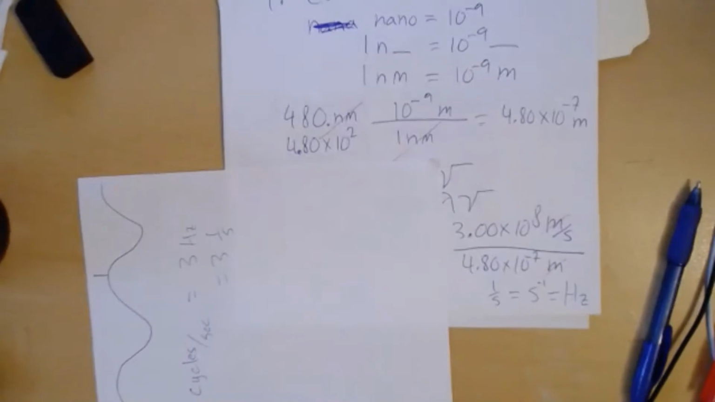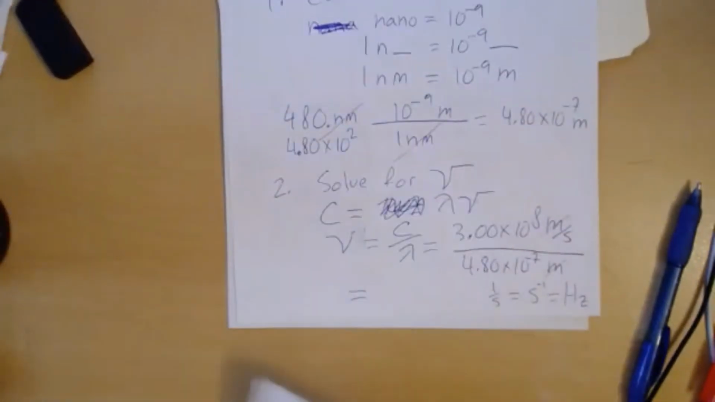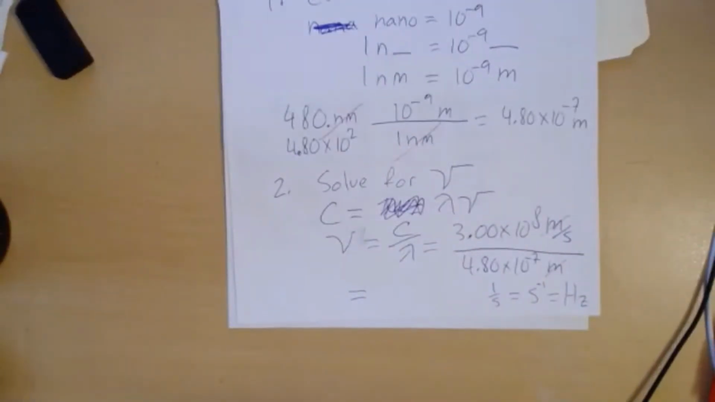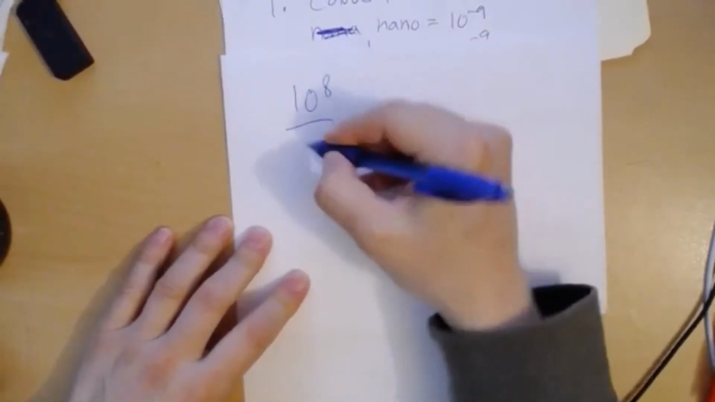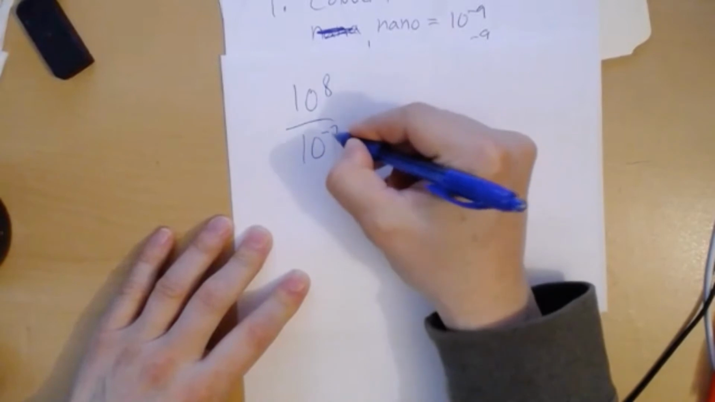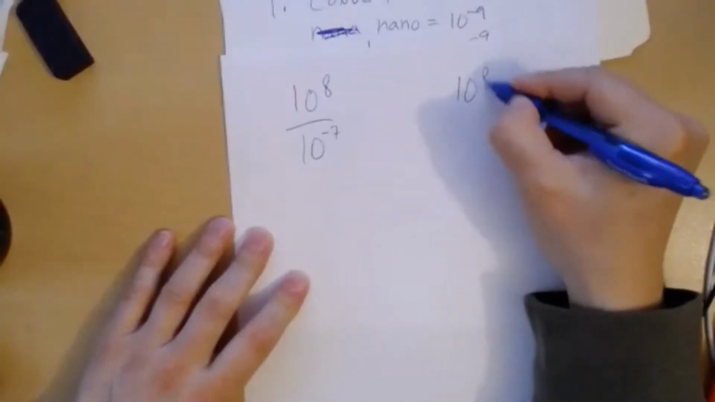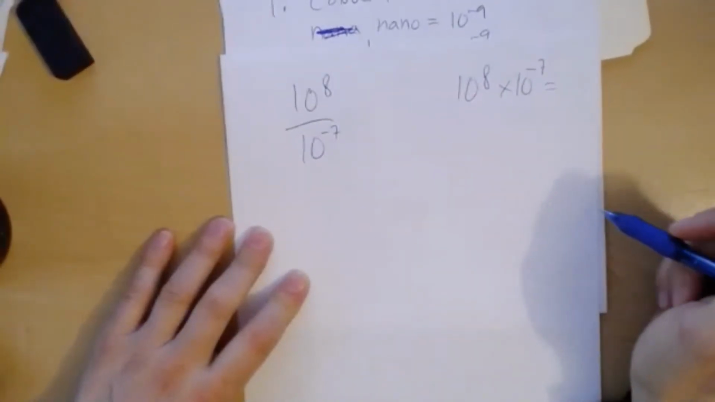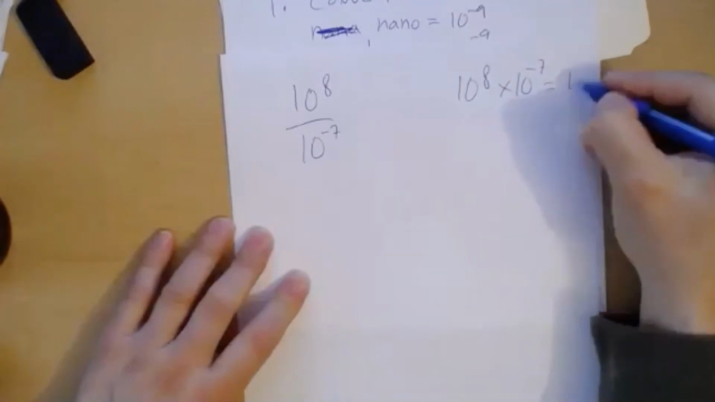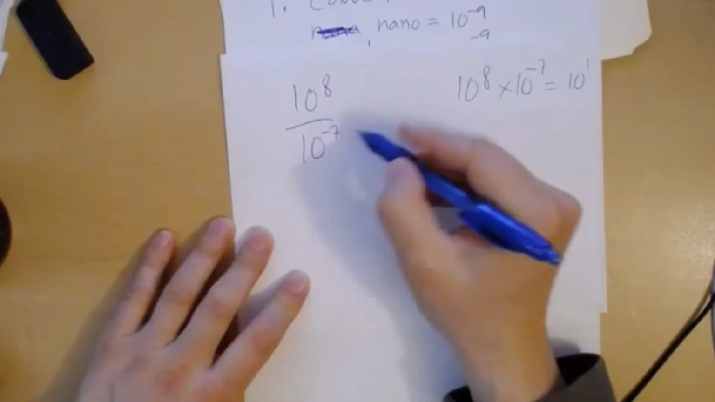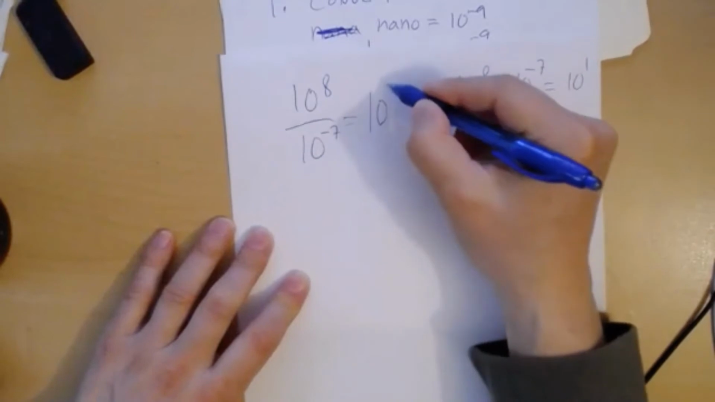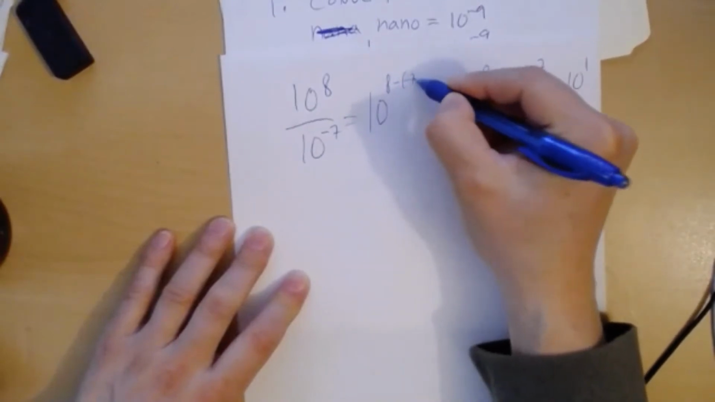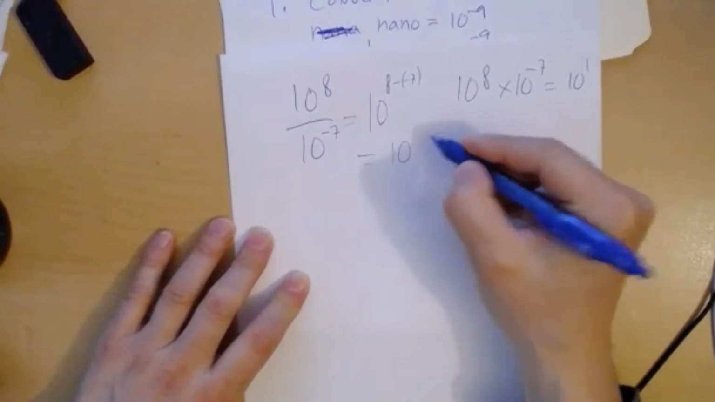So let's go back for a sec. Let me hide this. Hold on a sec. So this is important. 10 to the 8 divided by 10 to the minus 7 versus what's 10 to the 8 times 10 to the minus 7? That would be 10 to the 1. Okay, yeah. This would be equal to 10 raised to the 8 minus a minus 7. So it's 15. That would be 10 to the 15.